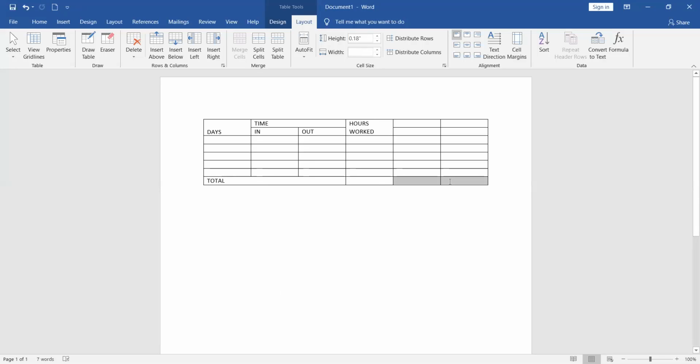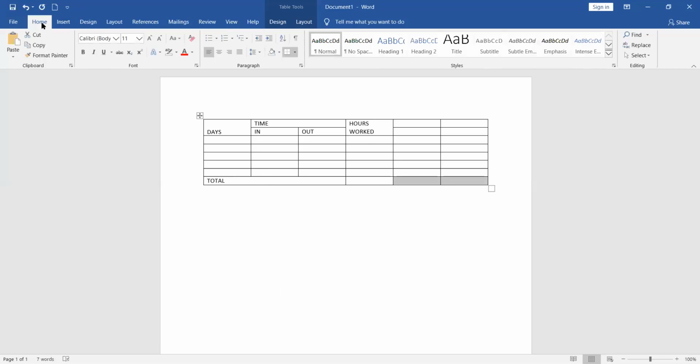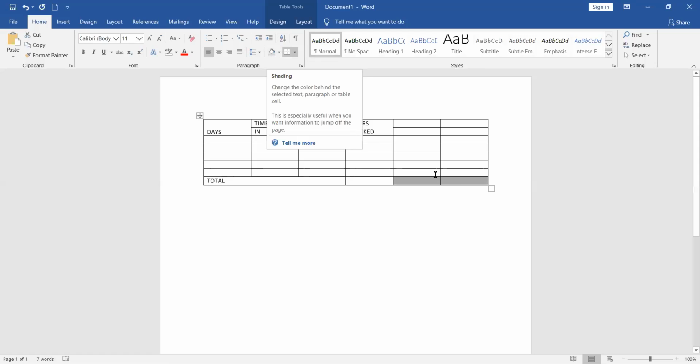These last 2 cells, you are to apply a color there. So I think it's a shade of gray. To get that gray color, it's on your grouping called paragraph. You go to the paint bucket icon, that's called shading, and you apply a gray shade of filling there.